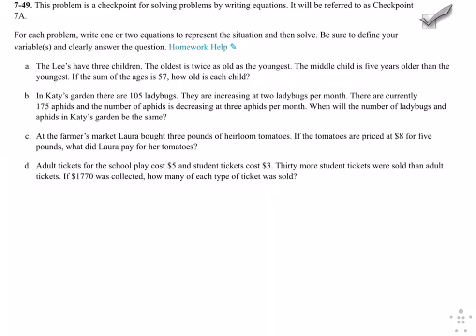So let me make some space. So C, at the farmer's market, Laura brought 3 pounds of tomatoes. If the tomatoes are priced at $8 for 5 pounds, what did Laura pay for the tomatoes? So she brought 3 pounds. The tomatoes are priced at $8 for 5 pounds. So I would say that $8 is for 5 pounds, LB, right? And she brought 3 pounds. I'm going to use a proportion. And we would need to know X, so let X represent the amount of money she spent on tomatoes.